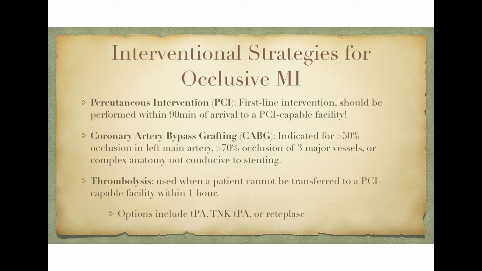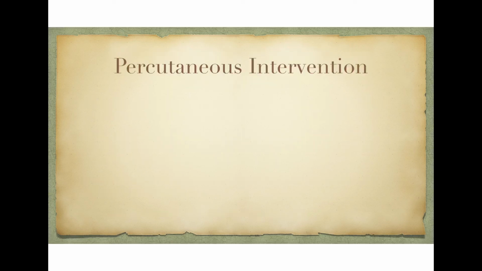Finally, patients who present to a non-PCI capable facility, often in rural areas, and they can't be transferred to a PCI facility within an hour, they'll get thrombolytic agents such as alteplase or TPA, tenecteplase or TNK TPA, or reteplase. And in modern medicine, this is really a last resort option when none of the other strategies are available. So let's go into detail on all of these 3 interventions. First, PCI.